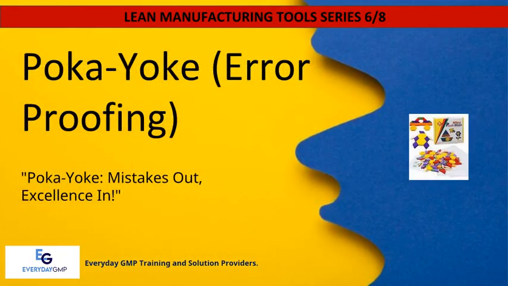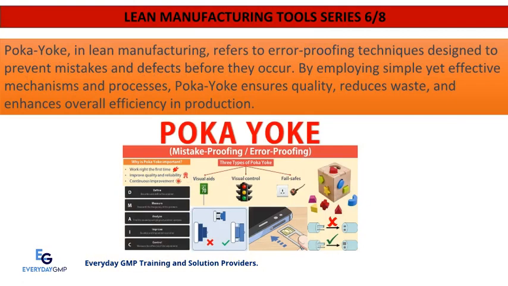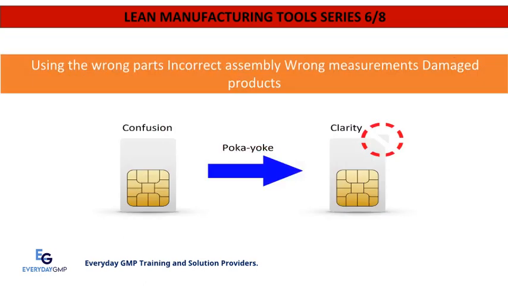Poka Yoke, error proofing. Poka Yoke, in lean manufacturing, refers to error proofing techniques designed to prevent mistakes and defects before they occur. By employing simple yet effective mechanisms and processes, Poka Yoke ensures quality, reduces waste, and enhances overall efficiency in production. Typical errors include using the wrong parts, incorrect assembly, wrong measurements, and damaged products.